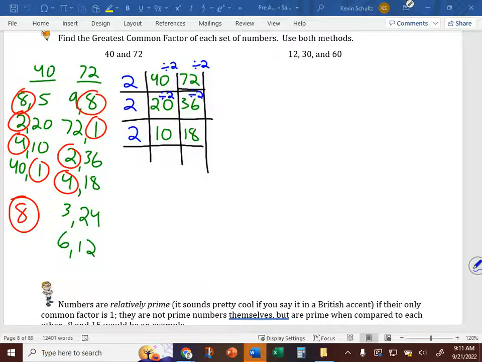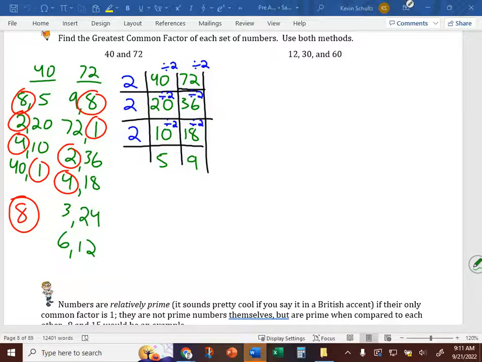And once again, we are going to divide by 2. 10 divided by 2 is 5. 18 divided by 2 is 9. And is there a number that goes into both 5 and 9? Other than 1? No. So that's how we know we're done.